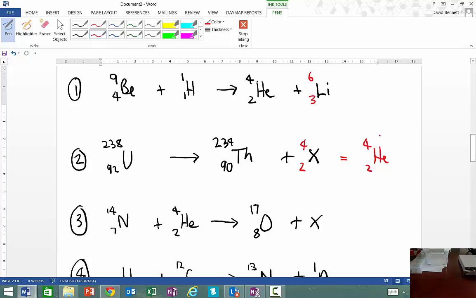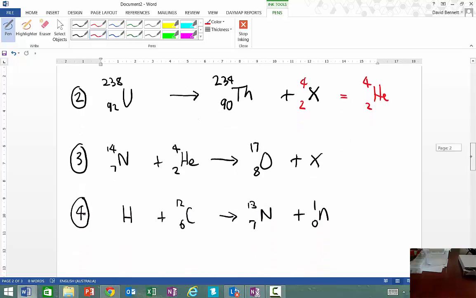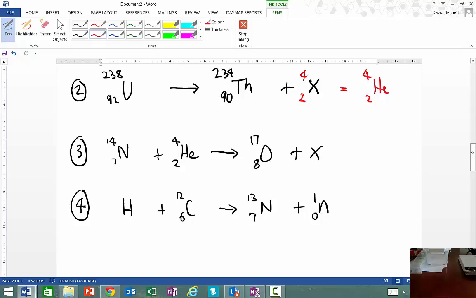Alright, so the next one over here, we've got nitrogen plus helium. We've got 7 plus 2 is 9. On this side of here, we've got 8. So that has to be 1. And then over here, we've got 18, and over here, that's 17. So that has to be 1. So that would have to be a hydrogen atom.